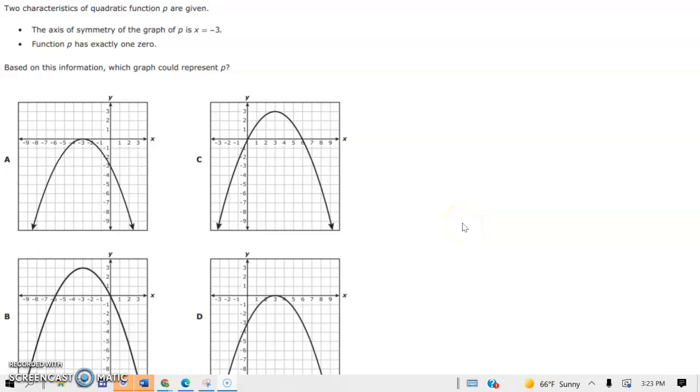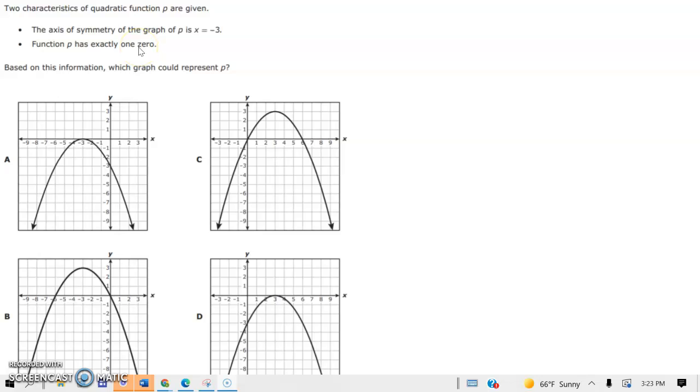Okay, so on this problem, it is asking for some information on a parabola. A parabola is basically a U-shape, and all of these are U-shapes. So it says here, the axis of symmetry. You're like, well, I do not know what that is. Okay, fine. It says that this equation, which is the function of p, has exactly one zero.